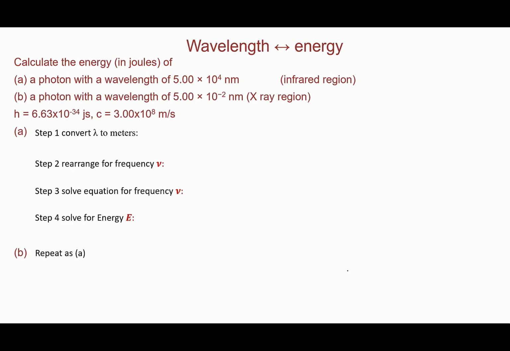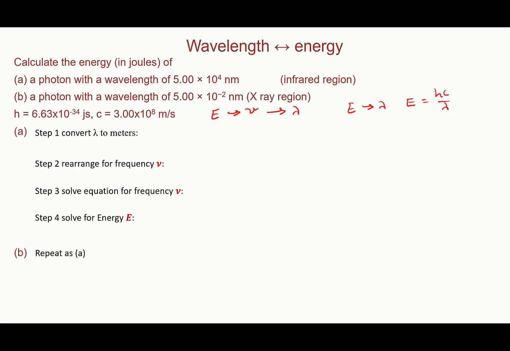Second type of conversion is going to be finding energy from wavelengths. It should be very similar to the previous one, and we can do it in two ways. We either do it by going from energy to frequency to wavelengths, or by going from energy to wavelengths directly using the equation E equals hc over lambda. So let's do it step by step first.